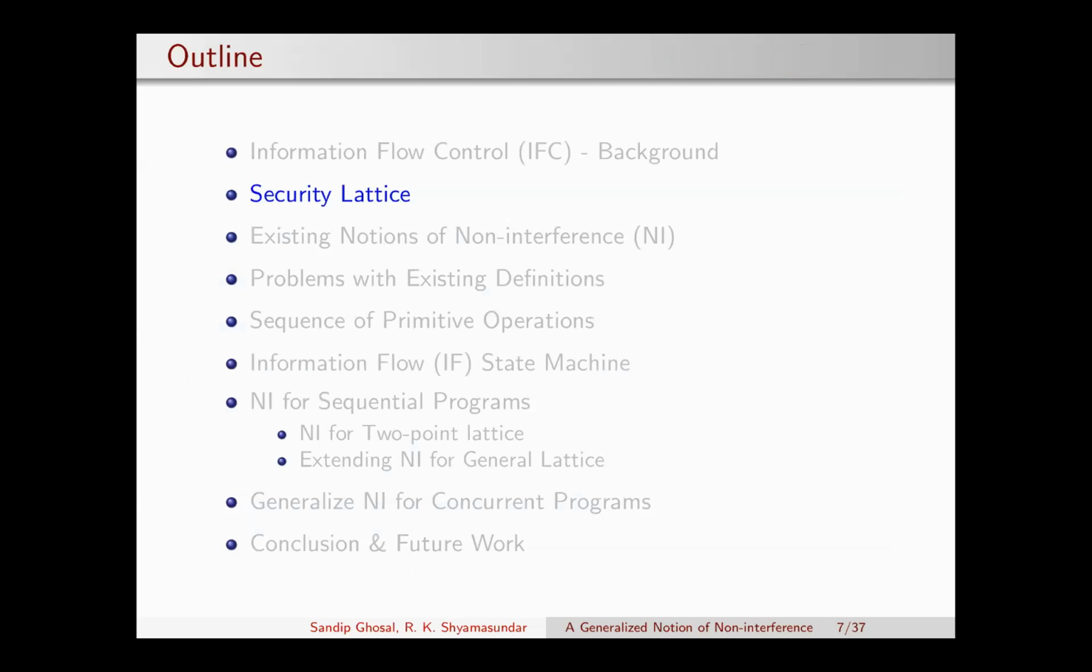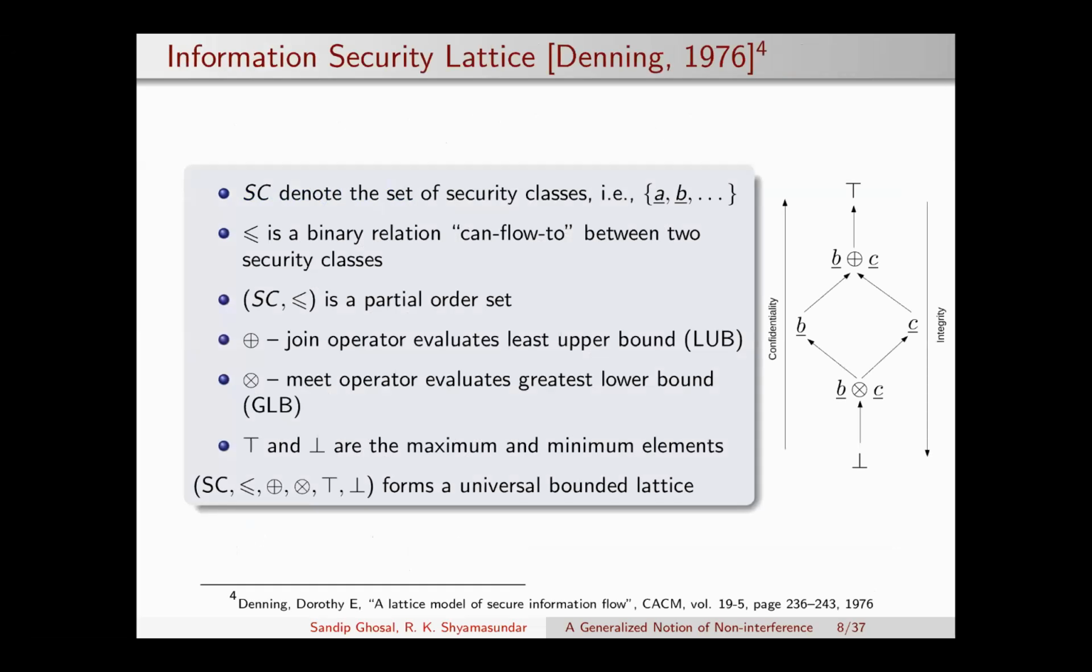Next, we are moving towards the security lattice. Let SC denote the set of all security classes, and CANFLOWTO is a binary relation between two security classes. Then SC becomes a partially ordered set. Further, join and meet are two class combining operators that evaluate the least upper bound and greatest lower bound of two security classes. And maximum and minimum element are denoted by top and bottom. Therefore, SC is a universal bounded lattice.